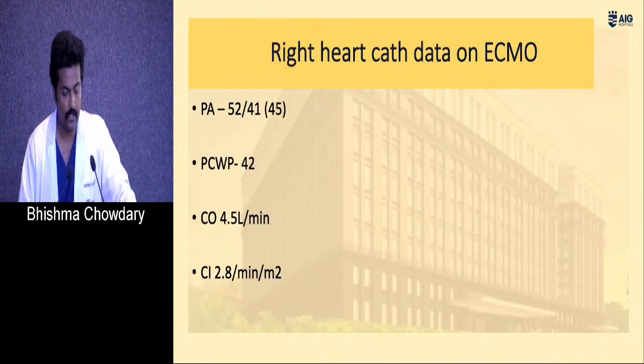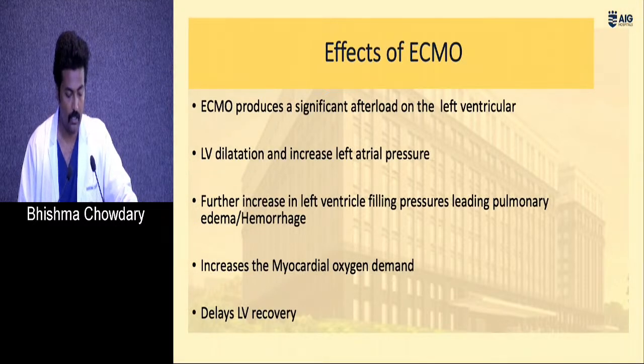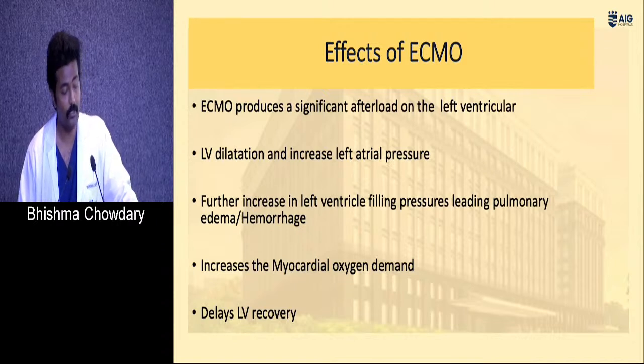So the right heart cath data after we put in the right heart cath showed severely high PA pressures and wedge pressures of 42 with a cardiac index of 2.8. Once we put in the ECMO, we have tackled the hemodynamic component and we have supported the cardiopulmonary system, but we started noticing the effects of ECMO on her.